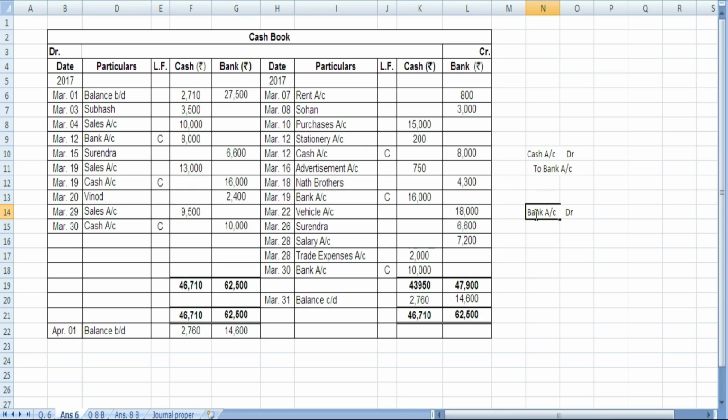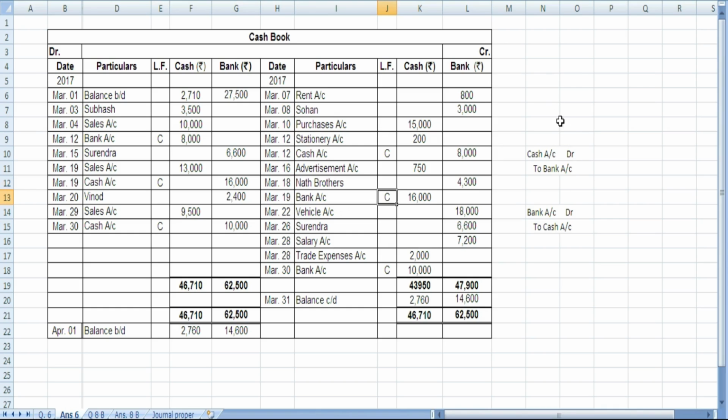Okay, to cash account. Okay, bank is receiving money, so bank will be debited, and what is going out of your office? Cash. So bank will be on the debit side, cash on the credit side, and in the cash column 16,000, and then to cash in the bank column 16,000, and see contra on both the sides.